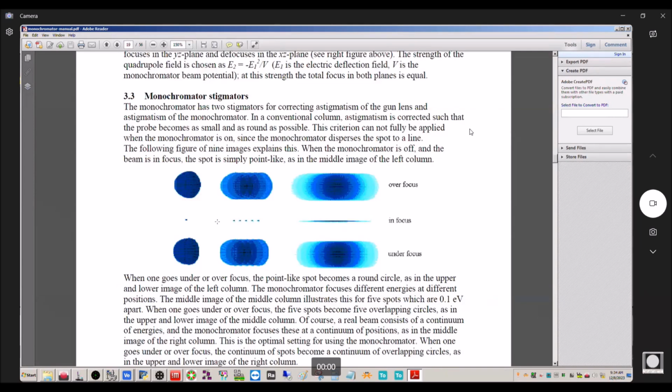More or less. So you can think of this as a superposition of individual spots. As I defocus them, if I'm properly stigmated, I should get circles, or something roughly circular. So as I go over and under focus, I get something like this. Again, this is if the stigmation is done properly.